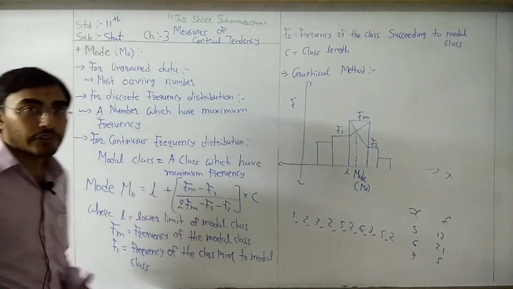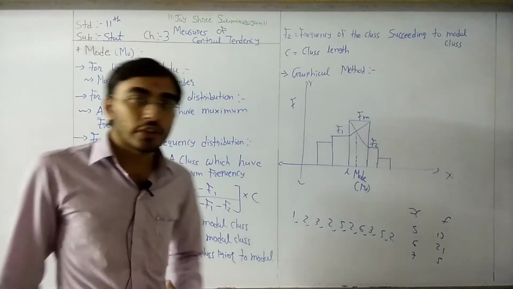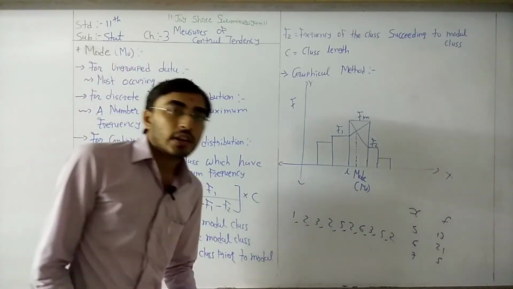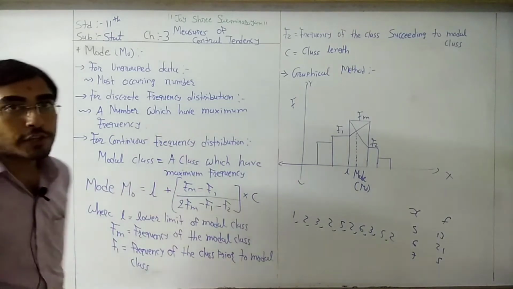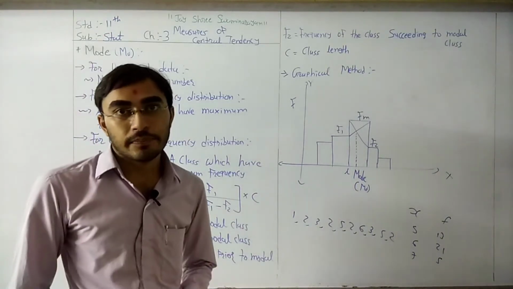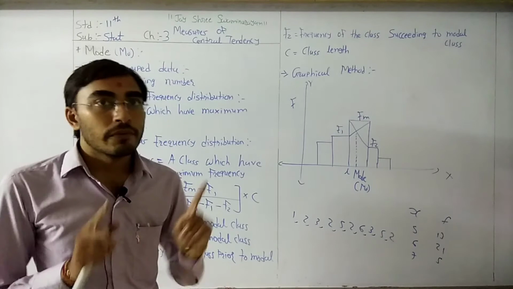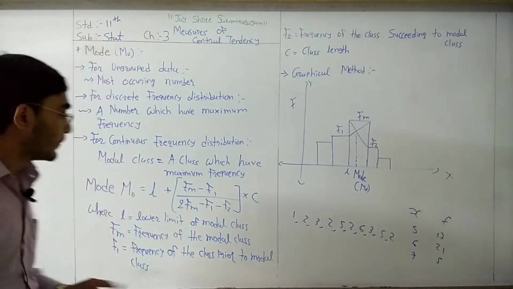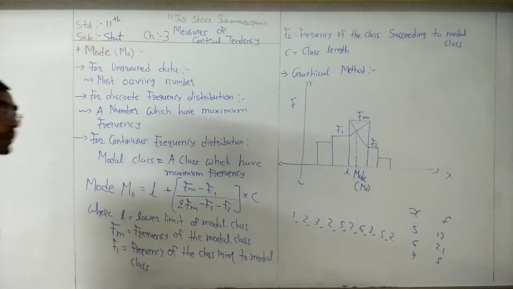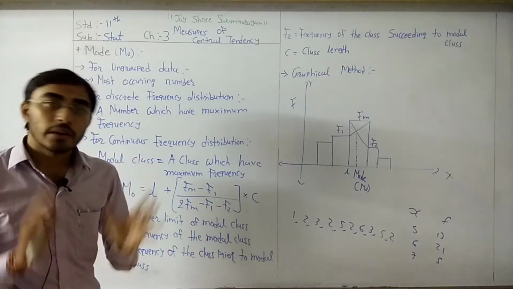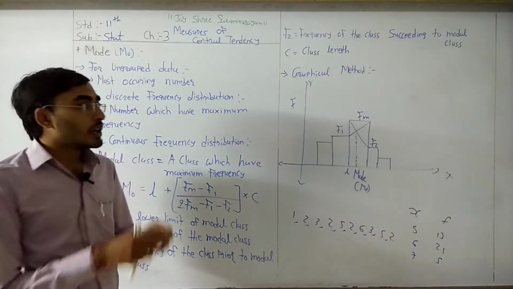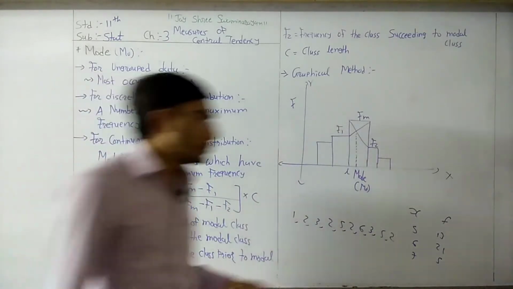Okay, the next type is continuous frequency distribution. Now for continuous frequency distribution, first of all we need to find the modal class. So how can we find the modal class? A class which has the maximum frequency is the modal class. One table is given to you in the question.